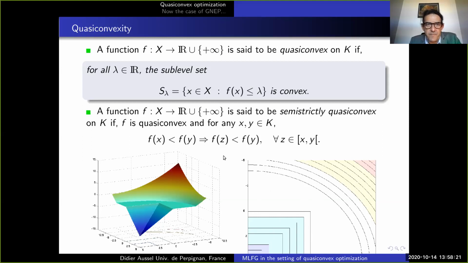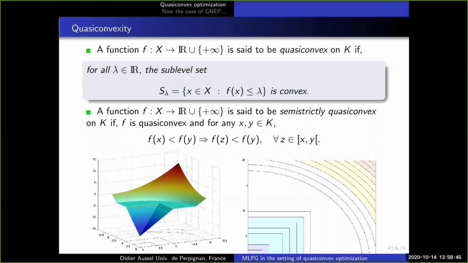Right, very good. We say that a function is semi-strictly quasi-convex if it is quasi-convex and this strict inequality implies this one for any z in the segment. Broadly speaking, it means that a semi-strictly quasi-convex function is a quasi-convex function without full-dimensional flat parts, geometrically.